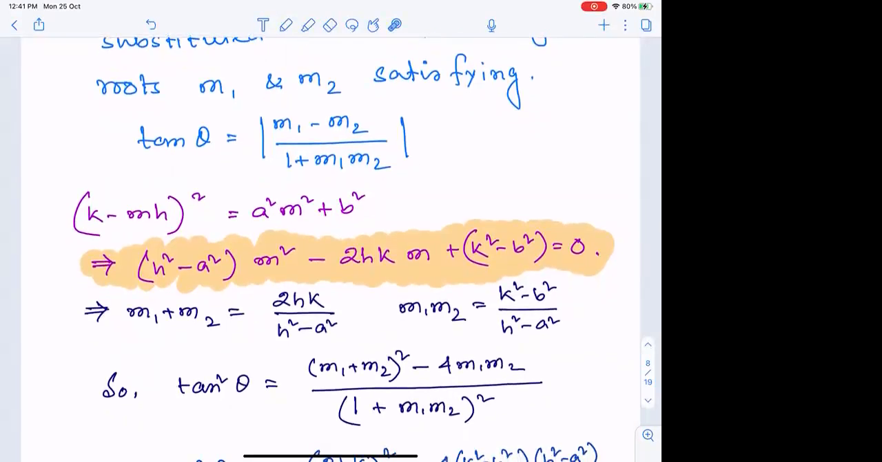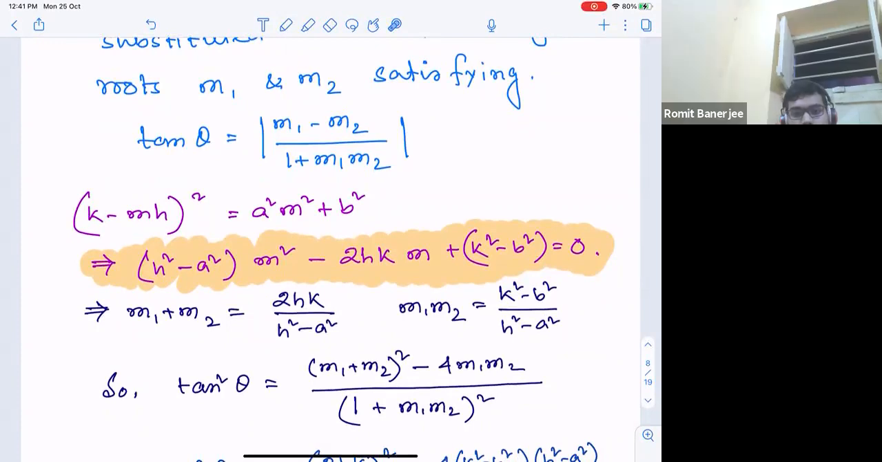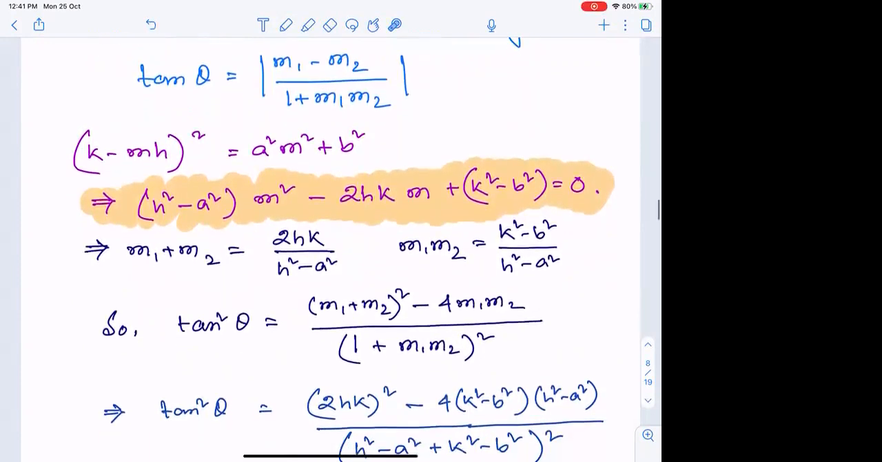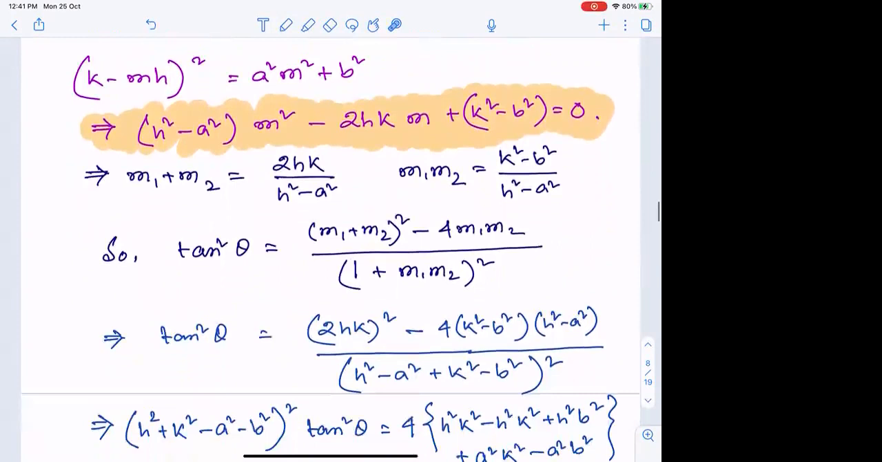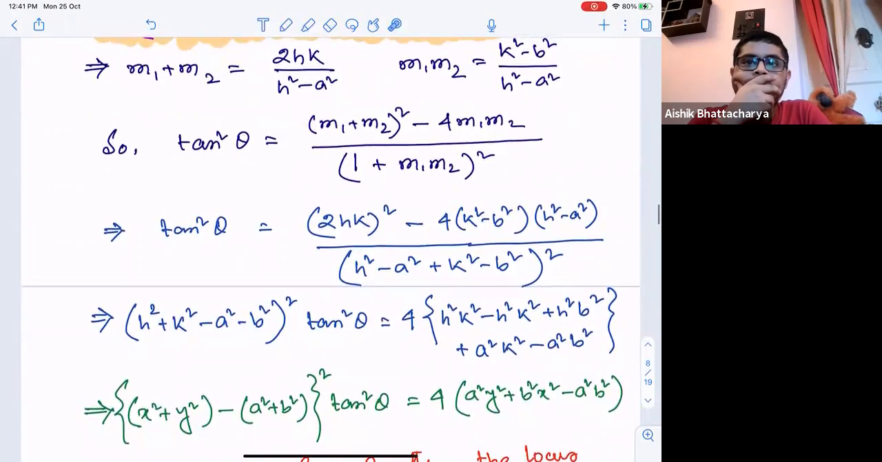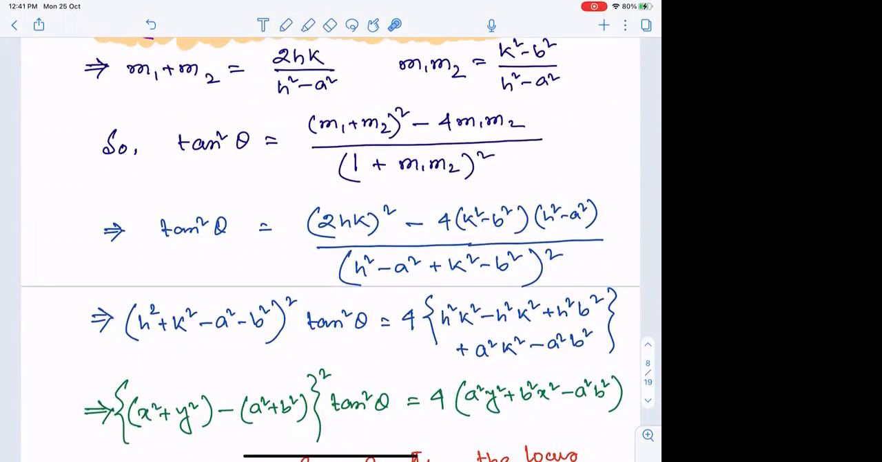Is this idea clear to all? Yes, sir. So now if we substitute these values in terms of h and k, we can get to our locus. So this is the locus, right? Instead of keeping tan square theta on the left hand side, you can make it cot square theta and write it on the right hand side. Is that okay?